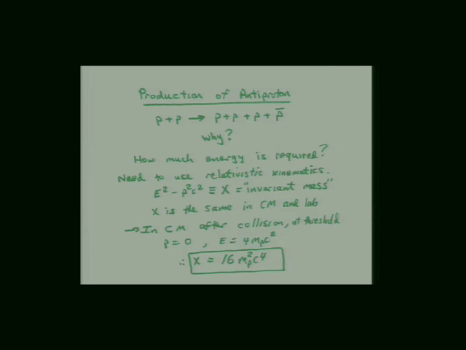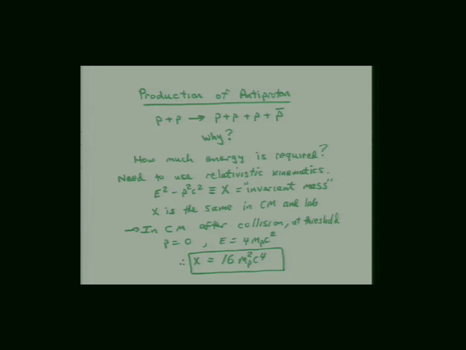I'll use this in a minute to help me go back and forth between the center of mass frame, where it's easy to do the calculation, and the lab frame, where it's not so easy, because x is the same. If I go into the center of mass, I've got a proton and a proton coming in at each other with equal and opposite momenta so that the total momentum is 0. In that reference frame, the 4 particles that get produced, the 3 protons and the antiproton, can all be at rest, because the total momentum before the collision was 0, and therefore the total momentum after can be 0.